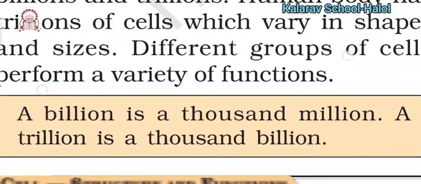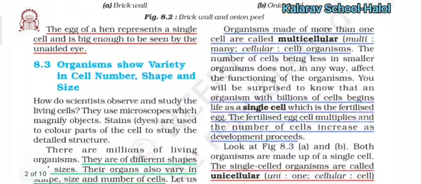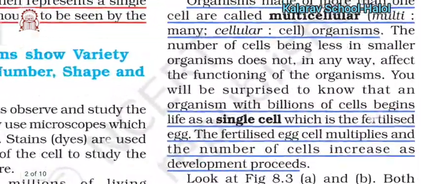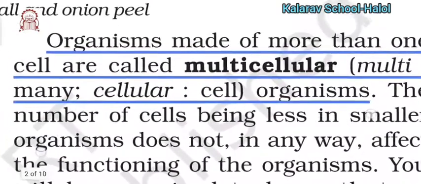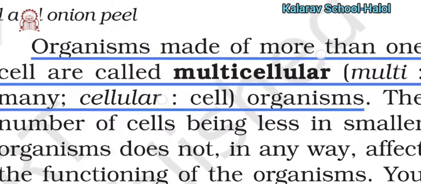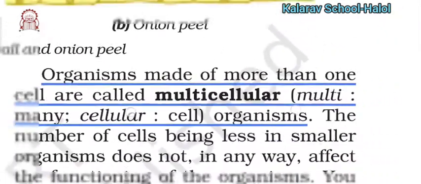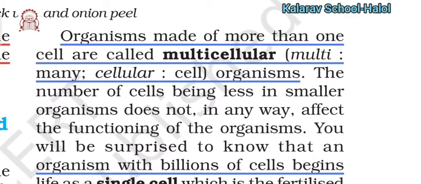Here you can note, it is a general knowledge question. A billion is 1,000 million. A trillion is 1,000 billion. Next, organisms made up of more than one cell are called multicellular organisms. Multi means many, cellular means cell. So organisms which have many cells are called multicellular organisms.